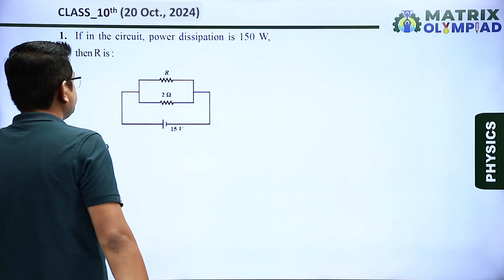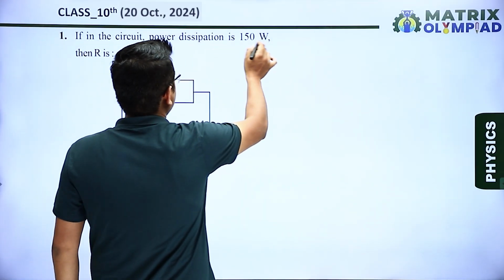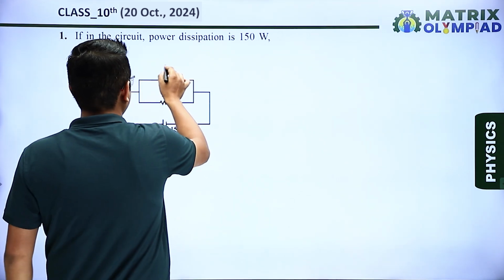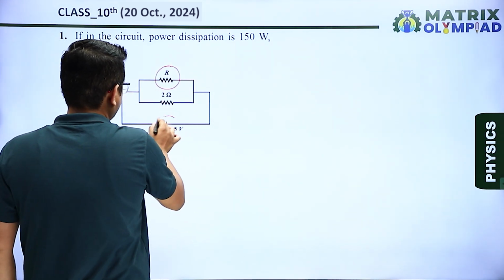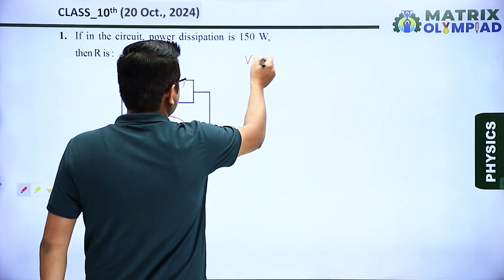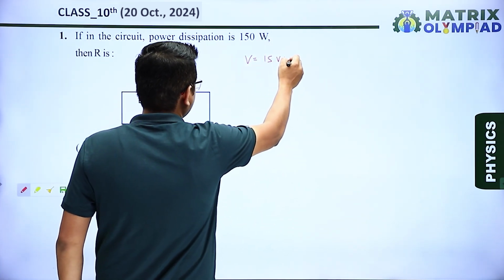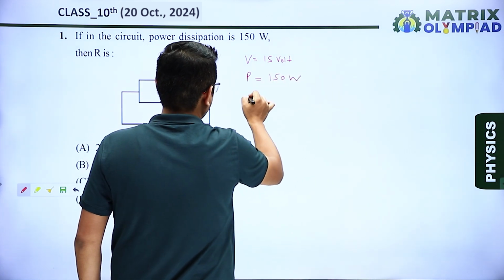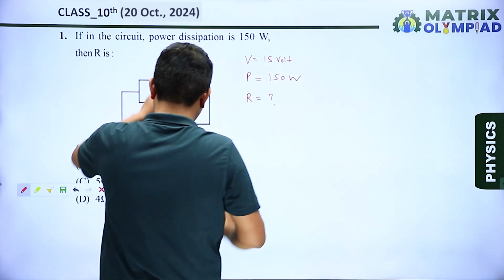Question number 1. If in the circuit power dissipation is 150 watt, then value of R is, that means we have to calculate the value of R. Here the potential connected is given, that is V is equals to 15 volt. Power dissipated is 150 watt. Okay, we have to find the value of resistance R.